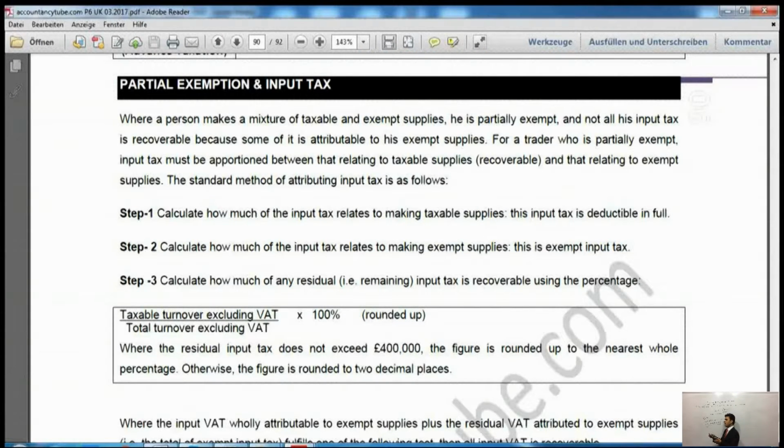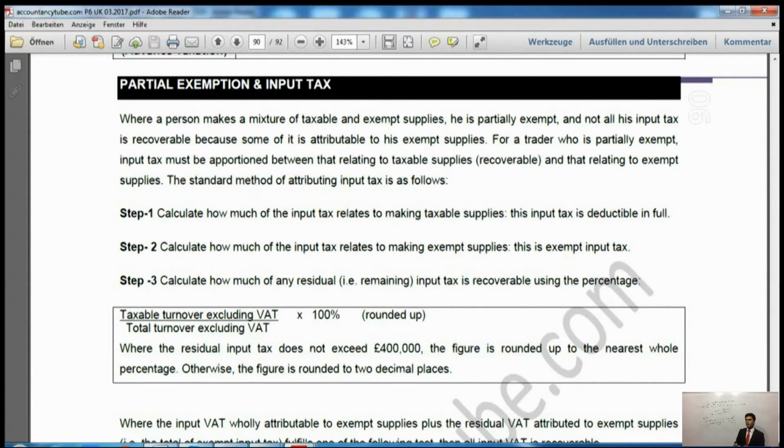Now what happens is that we know that if you are registered for value-added tax and you're making taxable supplies, you can recover the value-added tax. Now if you are selling exempt supplies, you cannot recover value-added tax. So if you're selling taxable stuff, you can recover value-added tax if you buy something. When you are selling exempt supplies, then you won't be able to recover any value-added tax on that.